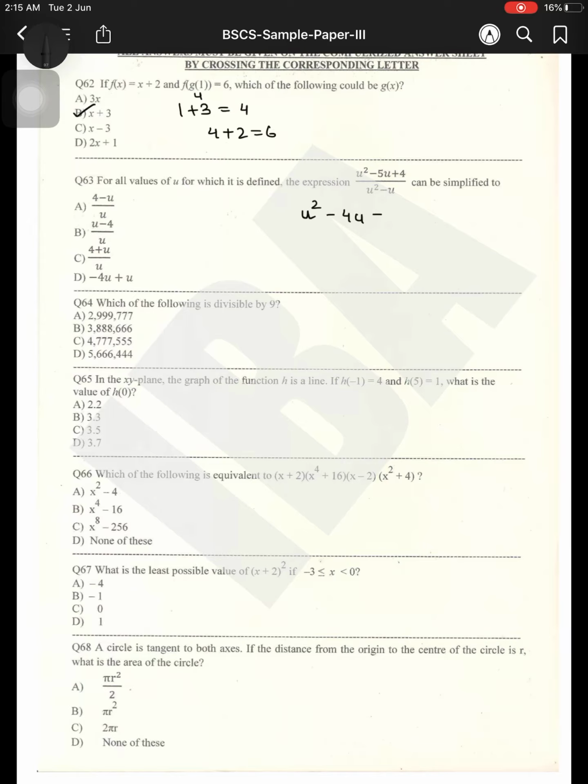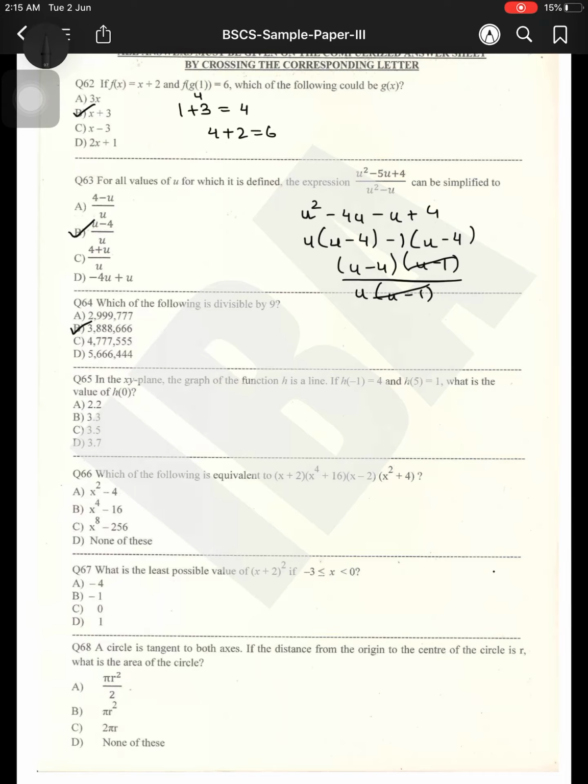Next question. Open it and make it into fractions. U square minus 4u minus u plus 4. So u bracket u minus 4, minus 1 bracket u minus 4. So u minus 4 bracket u minus 1, and then u bracket u minus 1. U minus 1 gets cancelled out. U minus 4 upon u is left, so that's B. Which of the following is divisible by 9? Clearly off the bat it's gonna be B. Don't even have to solve for it.